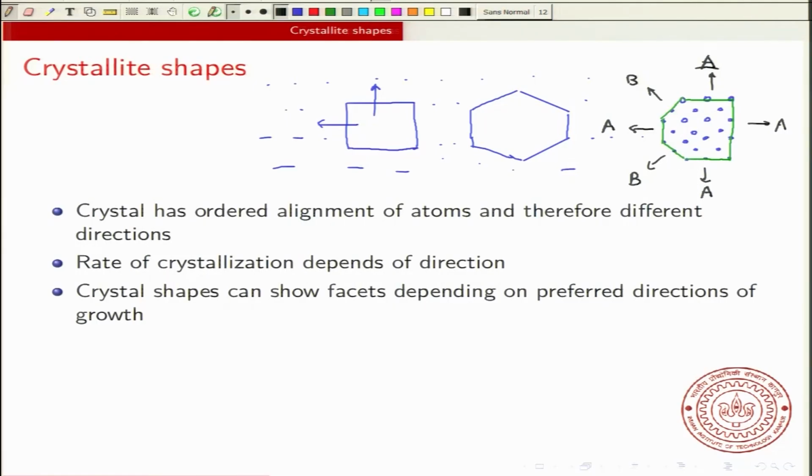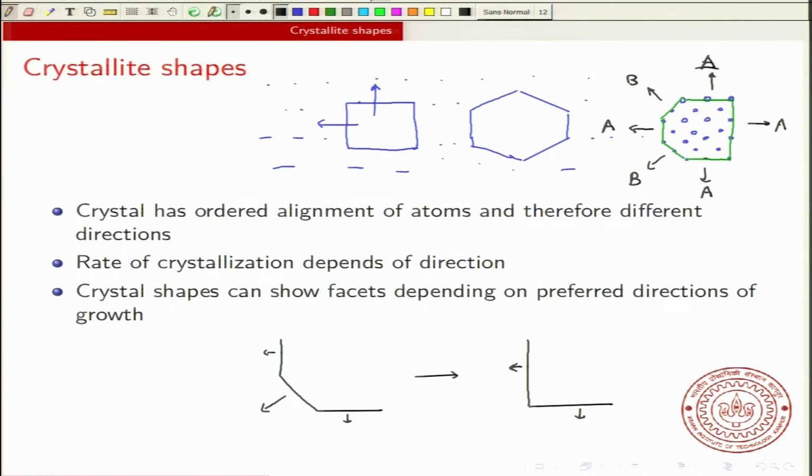So since B is moving a lot faster, you will deposit these atoms, and finally B will completely disappear. In other words, if you have something like this, it is growing fast along this direction and slowly along these 2 directions, then eventually it will go to something like this, and it will just grow along this direction. So in other words, the crystal will end up with a certain symmetry.